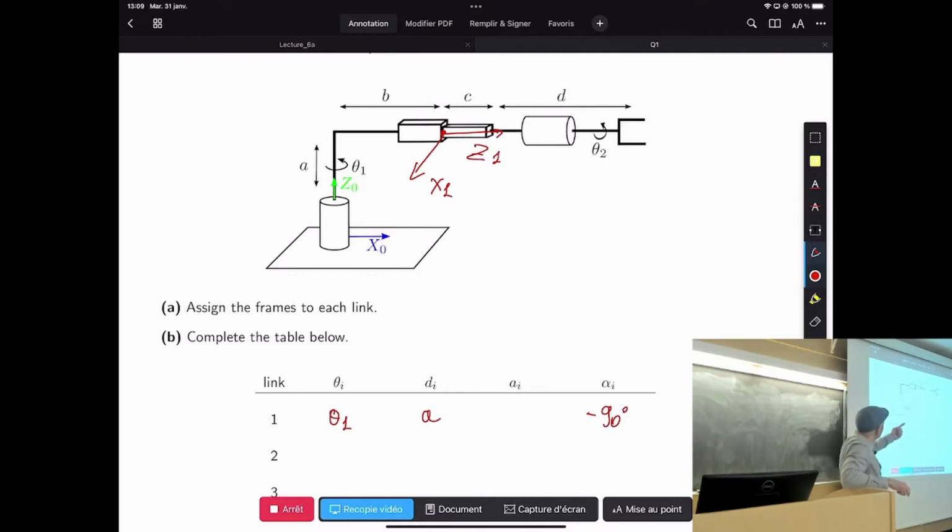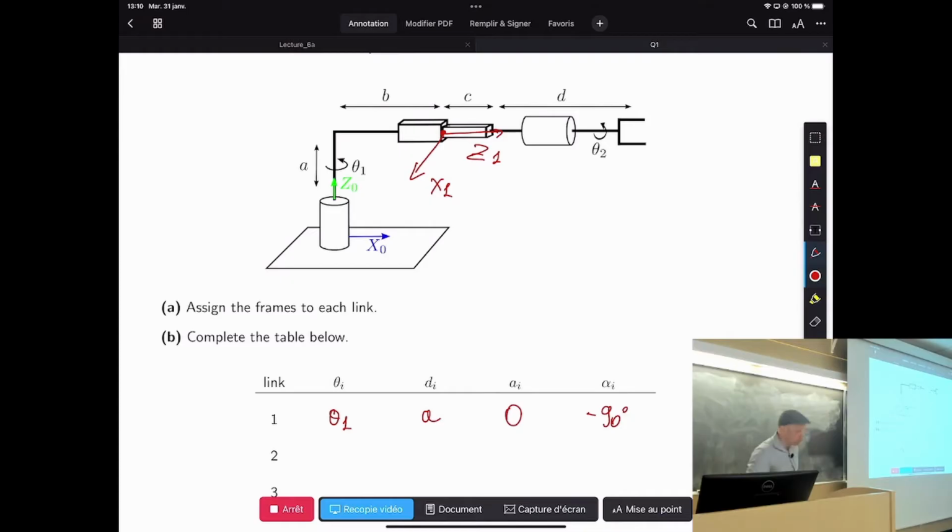X1. So if we shift Z0 along X1, Z1 will have to be coming out of the page. Right? Because it didn't shift with respect to X1. We cannot shift Z1 across X0. First of all, it doesn't make sense because they are not parallel, so we can't shift them. And second, if we shift with respect to Z1, then it's coming out of the page. So A1 must be 0. Is that clear? Why A1 cannot be B? Because it is translated with respect to X1, not X0.